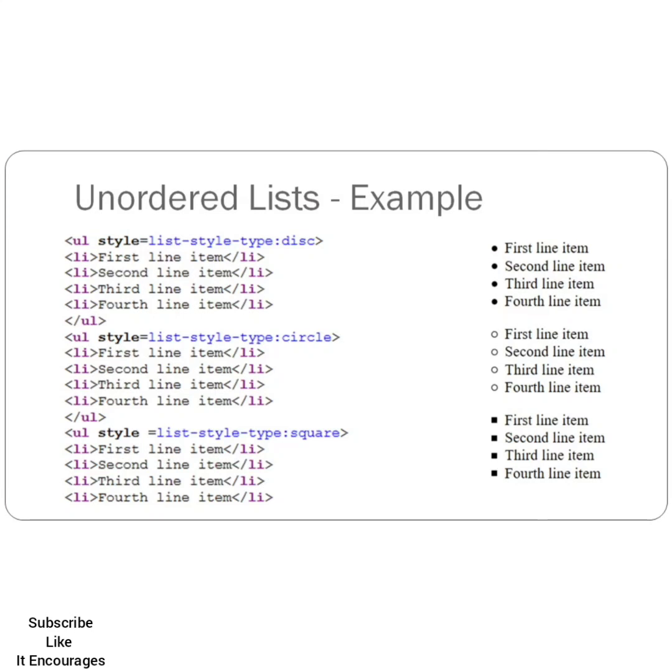Now let us see one example. This example covers all three types. In case we have specified the style type of disc, the output will be like this. If the list-style-type is circle, we get a hollow circle. And in case we specify the style type as square, then we get this filled square box.